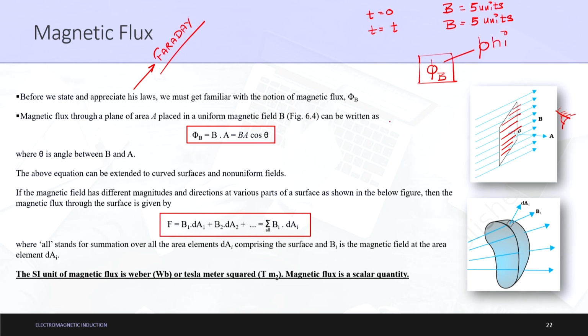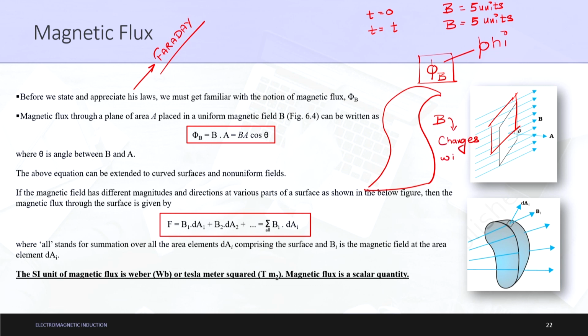Curved surfaces, as you can see on the right hand side in this figure, the surface was a planar figure with no curves. Even if the surface was curved, let us suppose something like this, or even if B changes with time. Let me write it: B changes with time.